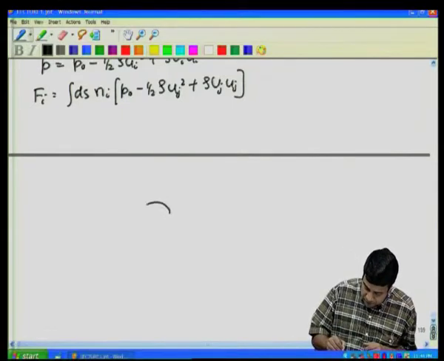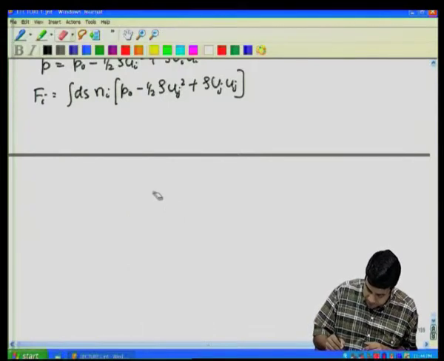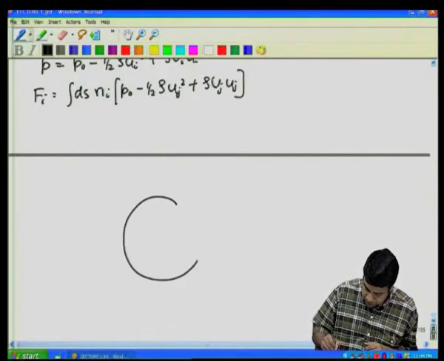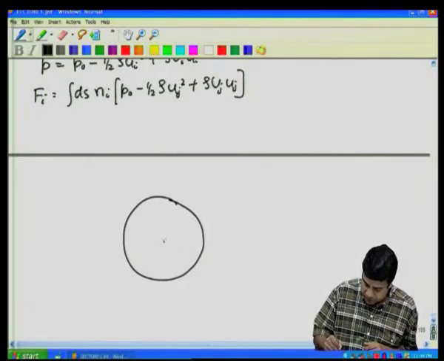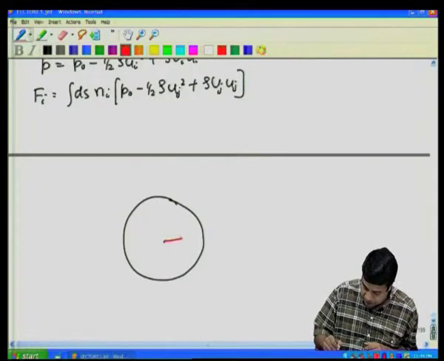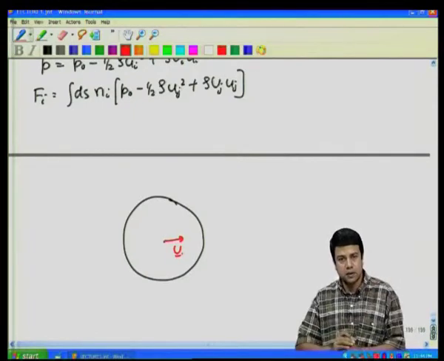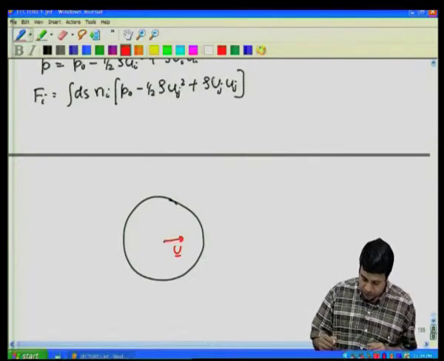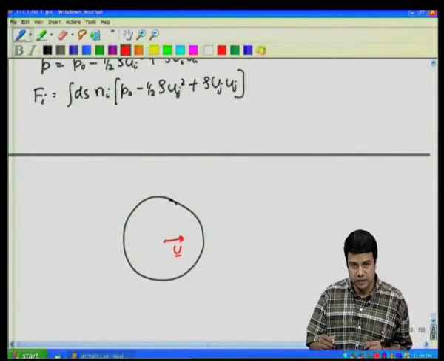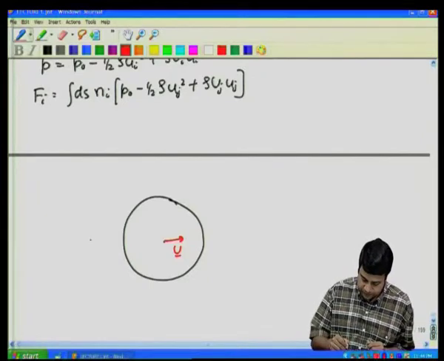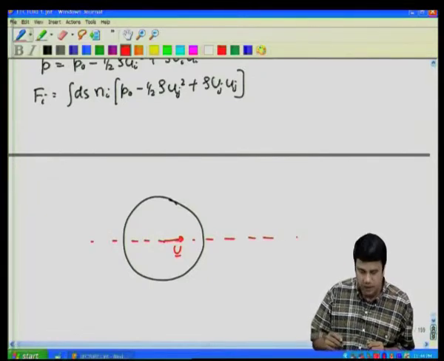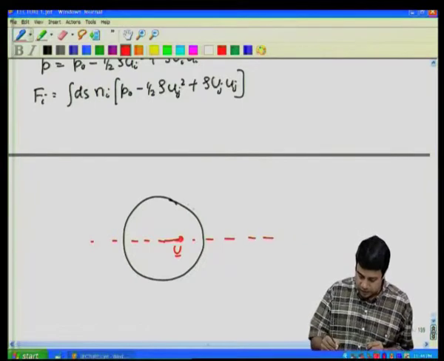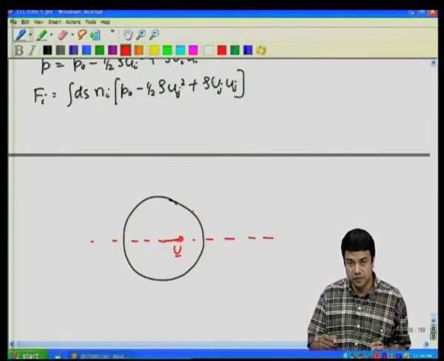If I have a sphere which is moving in the direction capital U, the velocity of the flow around the sphere, if I look at the velocity of the flow around the sphere, it has to satisfy the normal velocity boundary condition.